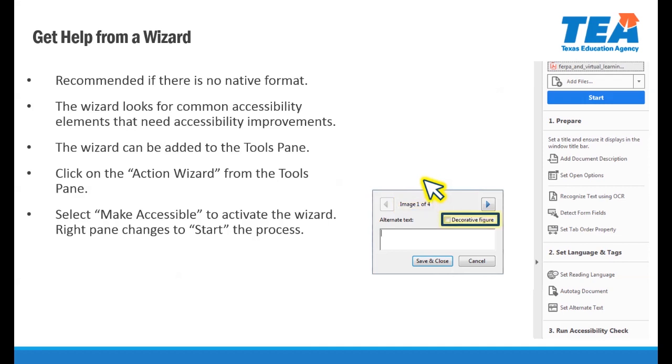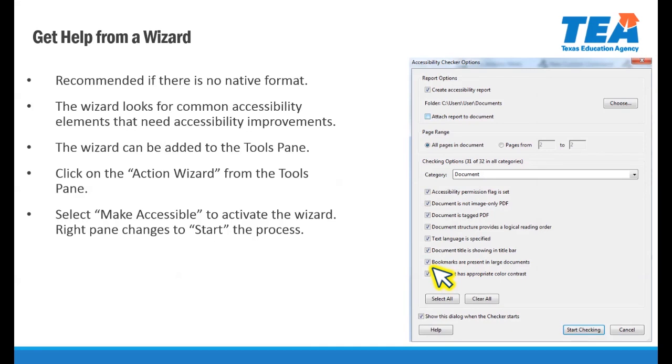If the image is decorative, select the Decorative Figure checkbox. If the image is conveying information, enter its alt text in the text field provided. Move to the next figure by selecting the right arrow. You can select the left arrow too to go back to a figure you reviewed. Once there are no more figures to review for alt text or mark for decorative, the right arrow will be grayed out. Click the Save and Close button.